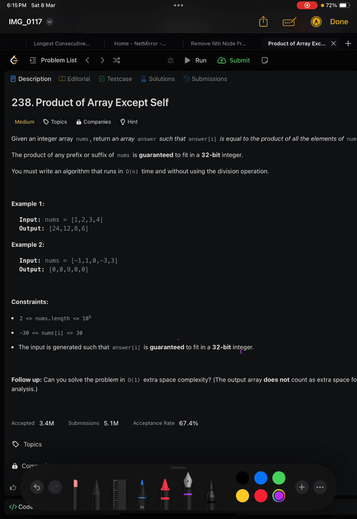Let me explain. Given an integer array nums, return an array answer such that answer[i] is equal to the product of all elements of nums except nums[i]. The product of any prefix or suffix of nums is guaranteed to fit in a 32-bit integer, meaning it will contain integer type and will not go beyond this. You must write an algorithm that runs in O(n) time and without using the division operation. You don't have to use the division operation, right?